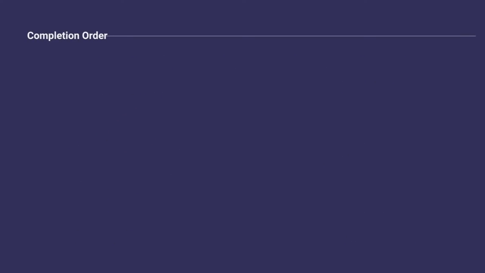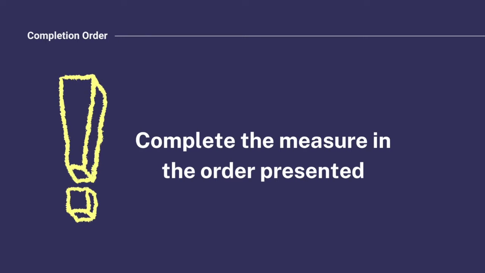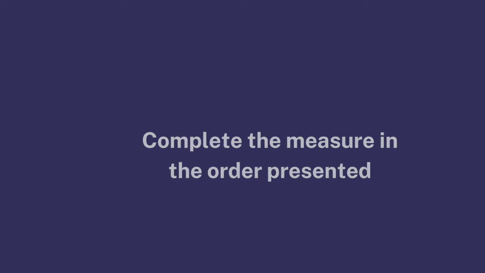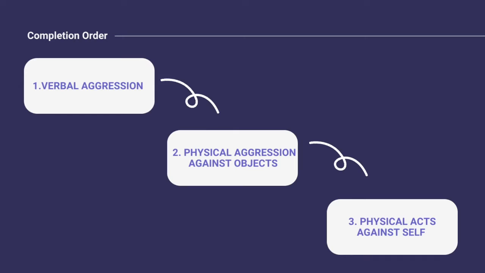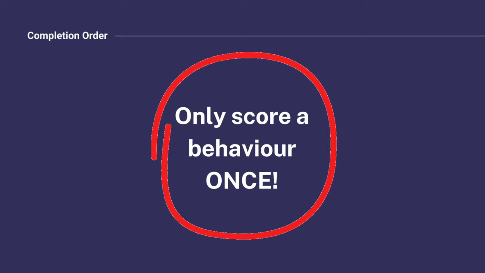It is important to rate behaviors using the categories in the order in which they are presented. Verbal aggression is first, then physical aggression, and so on. This is to avoid confusion and scoring behaviors more than once. Remember, you can only rate a behavior once.